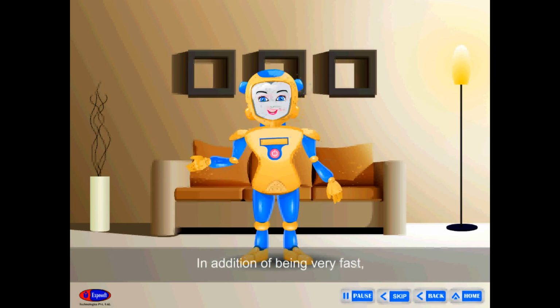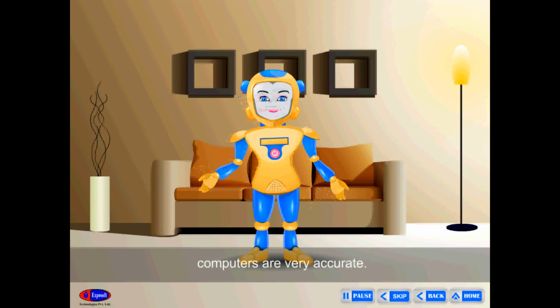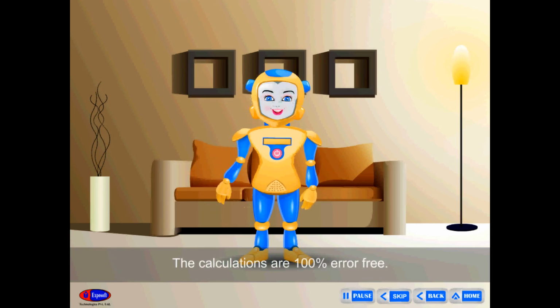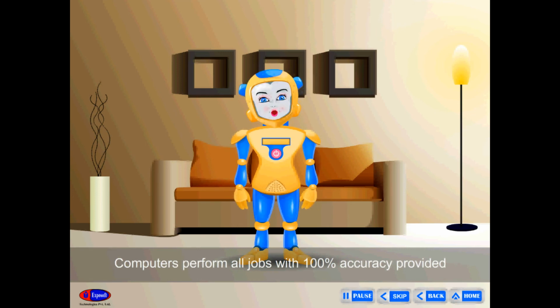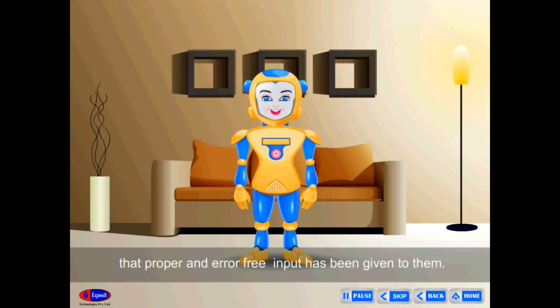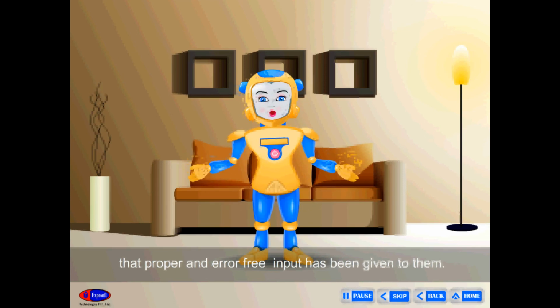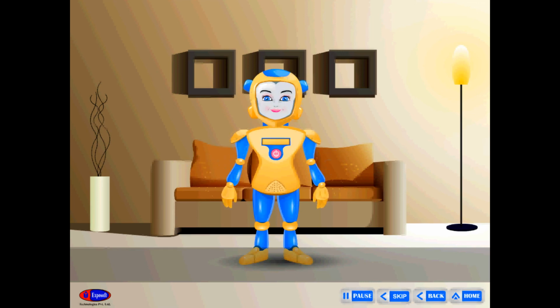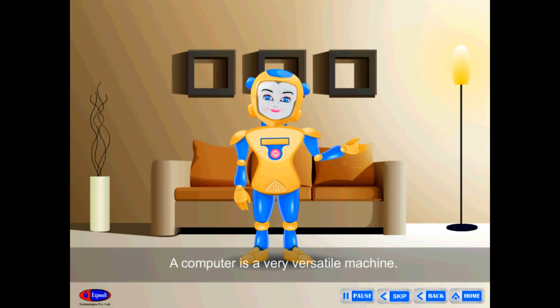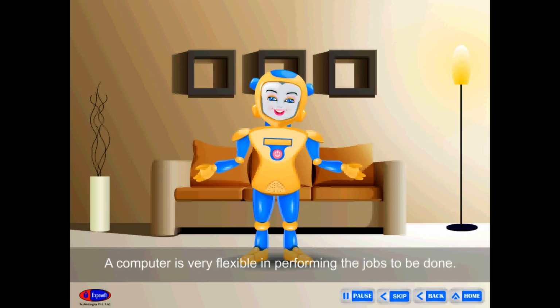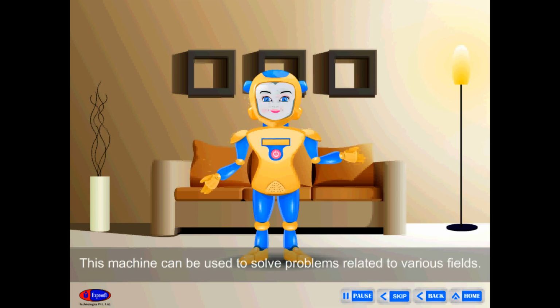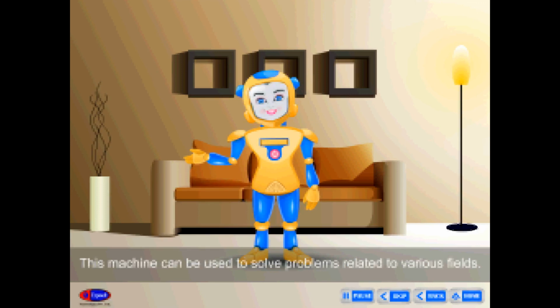Accuracy. In addition to being very fast, computers are very accurate. The calculations are 100% error-free. Computers perform all jobs with 100% accuracy provided that proper and error-free input has been given to them. Versatility. A computer is a very versatile machine. A computer is very flexible in performing the jobs to be done. This machine can be used to solve problems related to various fields.